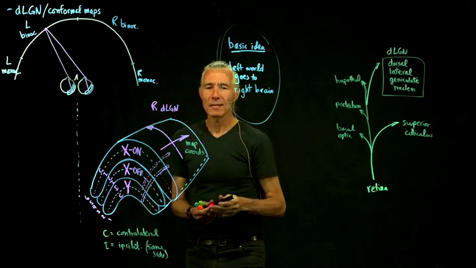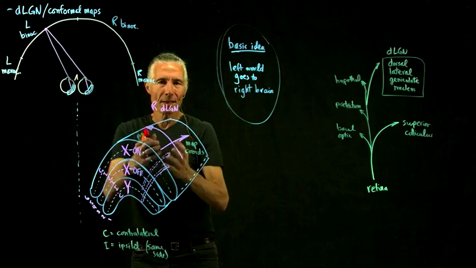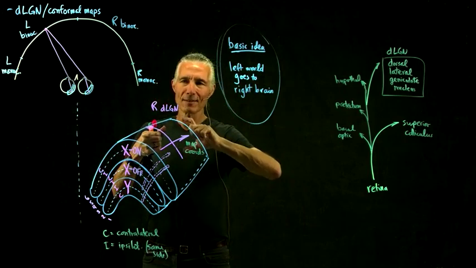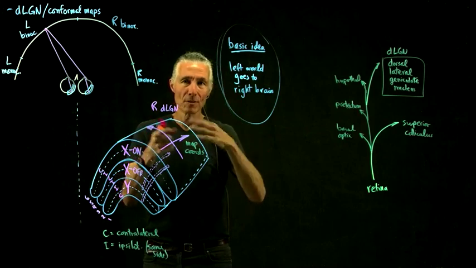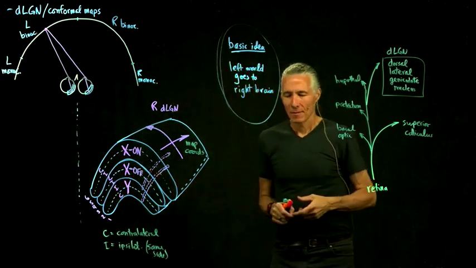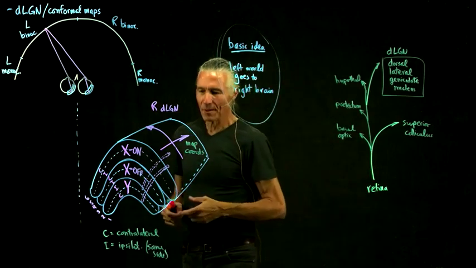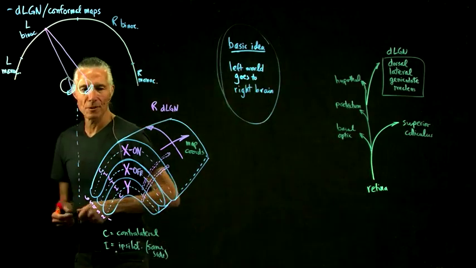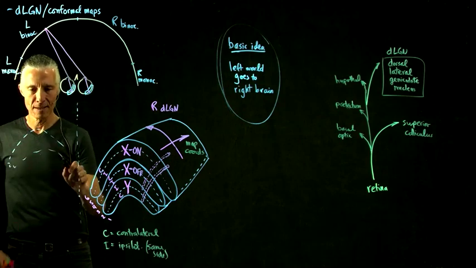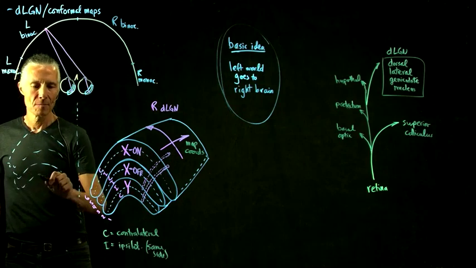So you can see that if you just unfolded the taco, the size of the map is about the same size as the thickness of the map because of all this duplication of streams. And then there's another geniculate on the other side. I didn't draw that in, but there's another one on this side, and that one is pretty much the same.